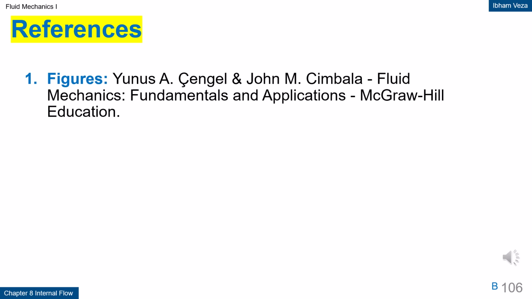References. This list shows the main sources of figures and materials used in this chapter. The primary reference comes from the book by Cengel and Cimbala on fluid mechanics. Using these references ensures consistency with international standard literature. The visual materials and concepts are adapted for educational purposes. This emphasizes the importance of credible references in engineering education.